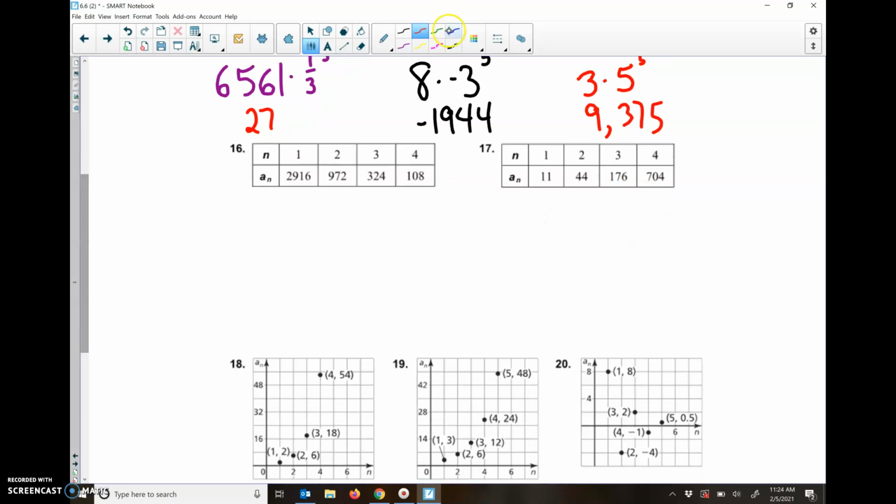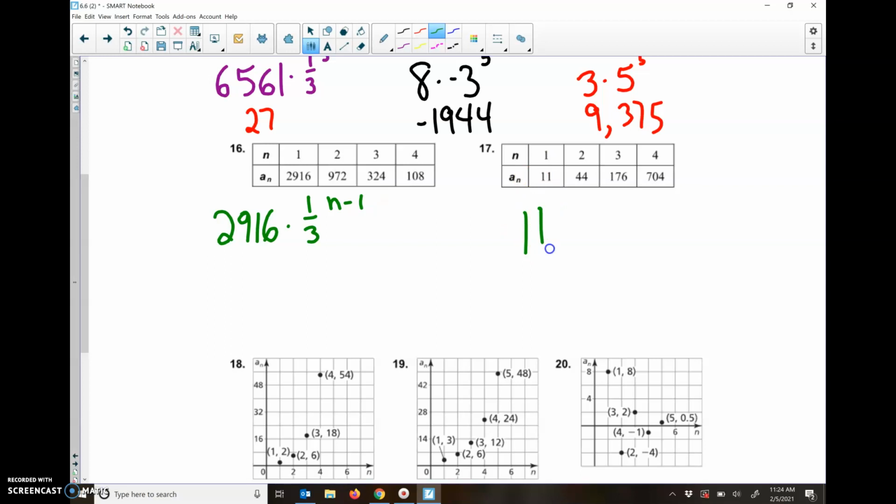Okay. 16, 17, same thing, except now it's in a table. So maybe even a little easier, because they just say, hey, here's the first term. So I get 2,916. Okay. Now we've got to figure out that pattern. So from 2,916 to 972, or from 972 to 324, or 324 to 108, it's going to be the same thing as that other one. We're multiplying by 1/3, and then n minus 1.